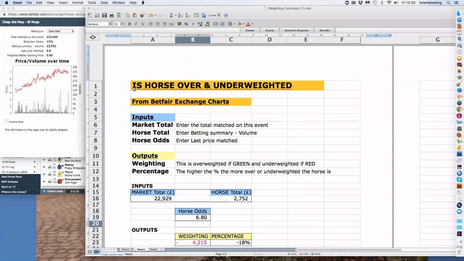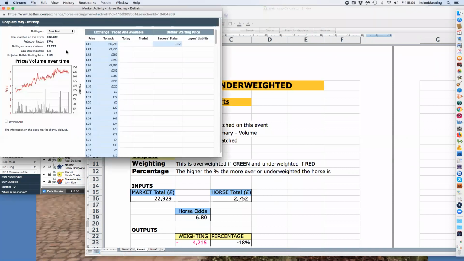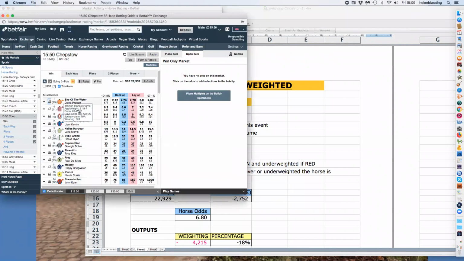Okay, so I was going to show you an underweighted horse. Here we're looking at the Chepstow 6 furlong race. It's a 3:50 going off in about 40 minutes' time. So we have quite a decent favourite here.